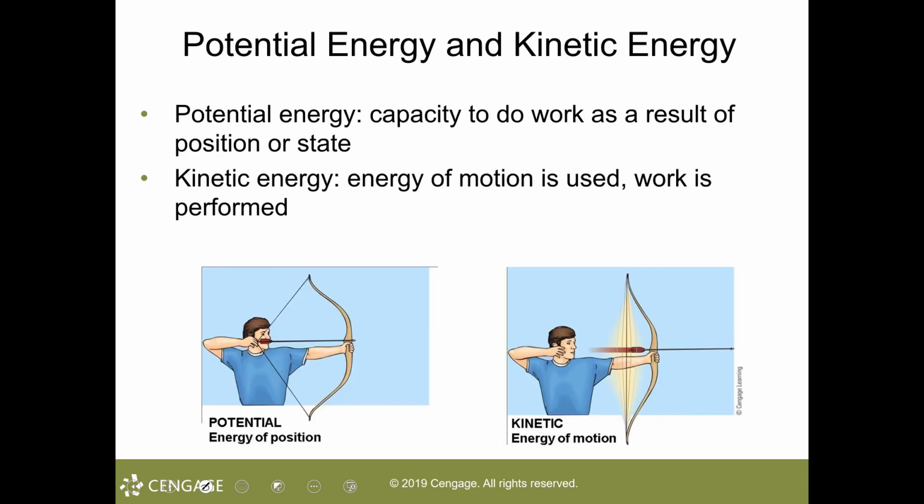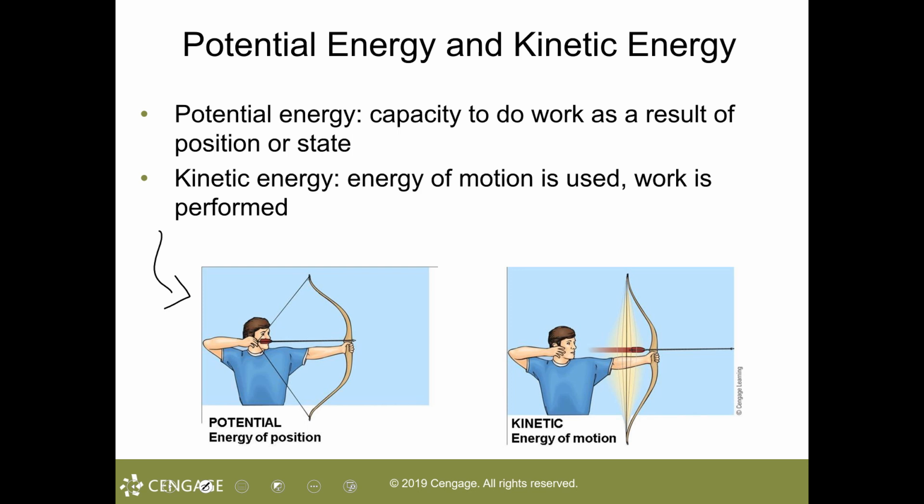Potential energy. As you see in the picture down below, there's potential energy, the energy of position, and kinetic energy, the energy of motion. When an archer draws back a bow, kinetic energy, the energy of motion, is used and work is performed. The resulting tension in the bow and string represents that stored or potential energy, as you see here.